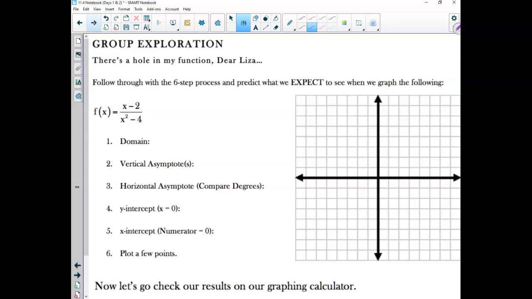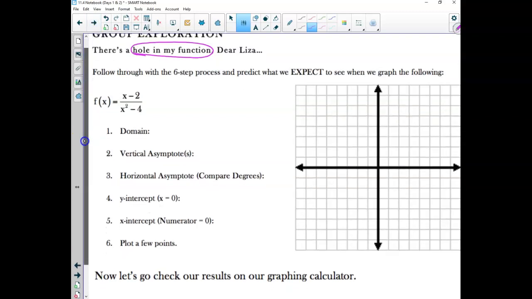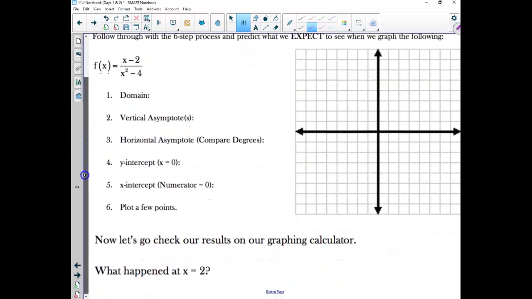We've already talked about this hole in my function back in section 11.2 briefly, okay? And I'm going to follow through a 6-step process, but I'm going to modify my 6-step process here. And when I do this, what happened at x equals 2? Well, we're going to see what's going on. The first thing I'm ever going to do when I am graphing a rational function is completely factor my function. So x plus 2 times x minus 2, because that's the difference of squares down there.